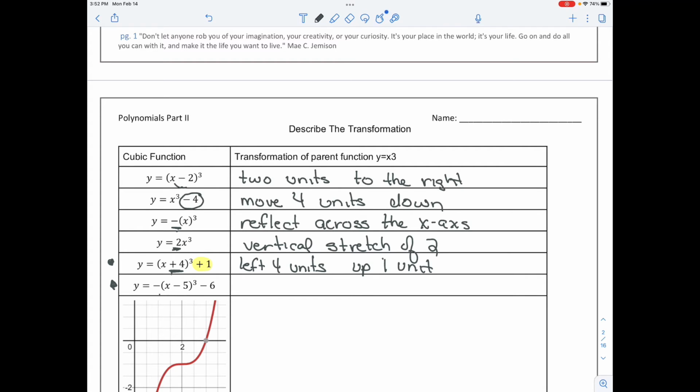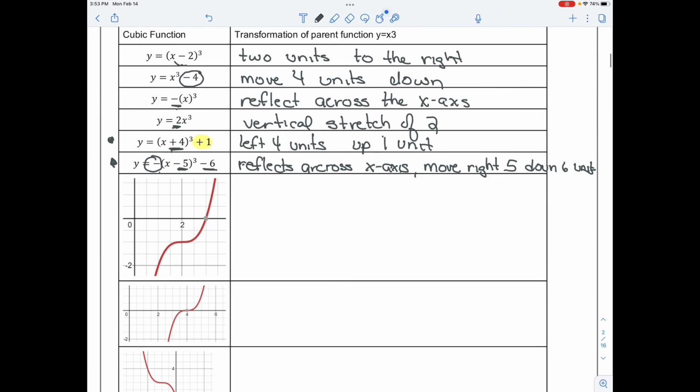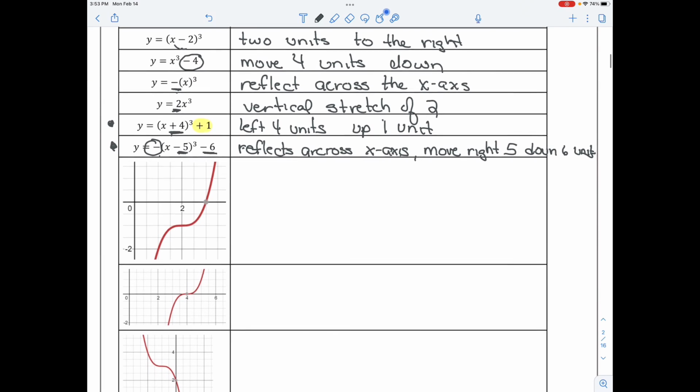We have 3 transformations in the second one. The negative reflects it across the x-axis. The minus 5 inside the parenthesis will move it right 5. And the minus 6 will move it down 6 units. Okay? And we'll practice that some more for homework.